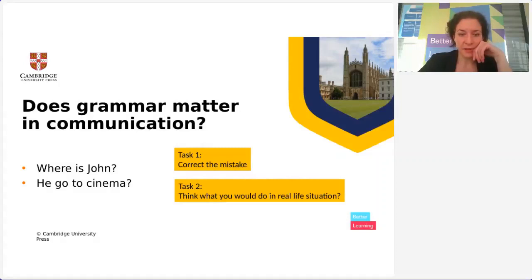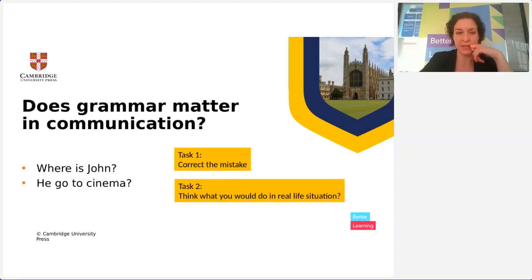But what would you do in a real situation? Would you correct this mistake? If there is, for example, someone from another country, from Italy, for example, and you're at a conference and you say, where's John? Your friend or your colleague. And somebody says, go to cinema. We could just say cinema. That's enough, right?